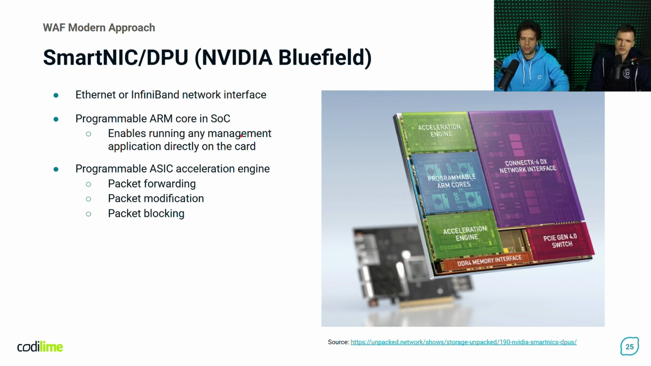Additionally, DPU comes with some acceleration engines that, for example, allow us to insert some rules that can match some packets, and we can assign actions to those rules. For example, packet forwarding, modification, or blocking. This allows us to process the packets that match those rules even faster compared to the packets processed by the ARM cores.